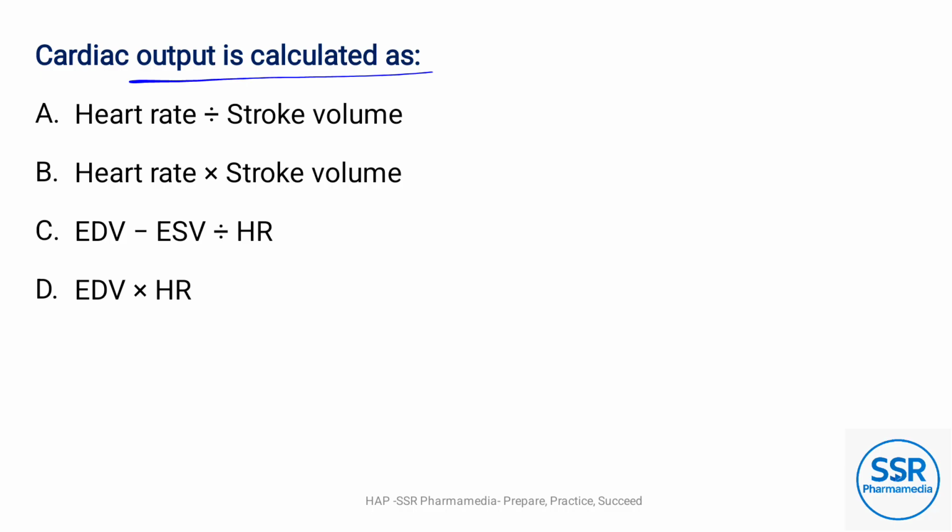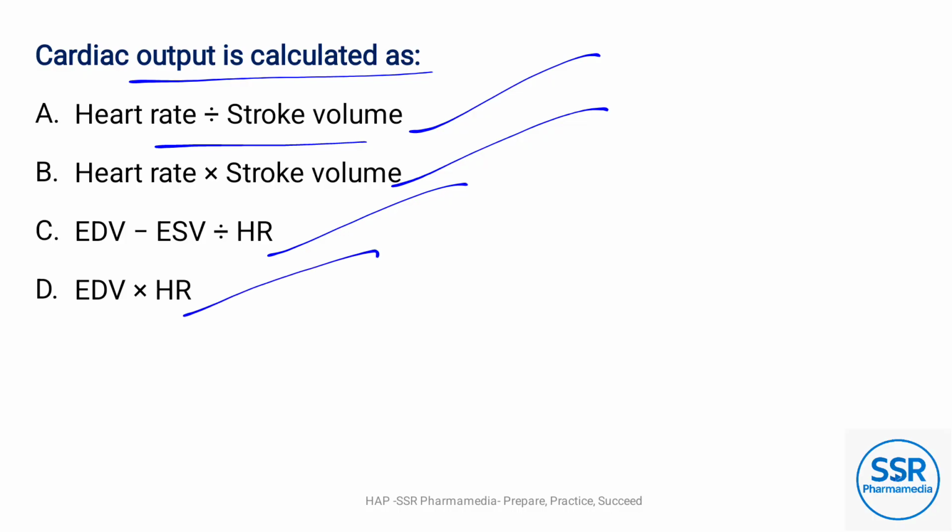Next, cardiac output is calculated as: option A, heart rate divided by stroke volume; option B, heart rate into stroke volume; option C, EDV minus ESV divided by HR; option D, EDV into heart rate. EDV means end diastolic volume, and ESV means end systolic volume.